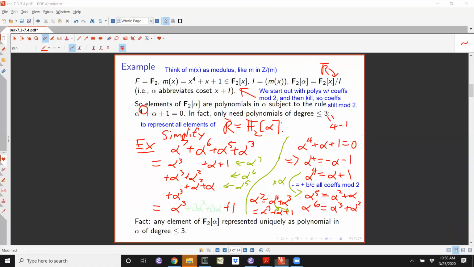Oh yeah, so Ryusei asks, how was the rule alpha to the 4th plus alpha plus 1 equals 0 chosen? The rule alpha to the 4th plus alpha plus 1 comes from the fact that we're modding out by x to the 4th plus x plus 1. If you're asking where the x to the 4th plus x plus 1 comes from, that was the initial setup of the problem. If you think of this as a problem, how do I compute in this ring? That's a piece of given information, x to the 4th plus x plus 1.